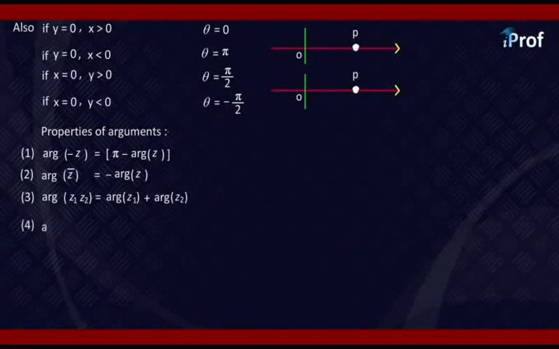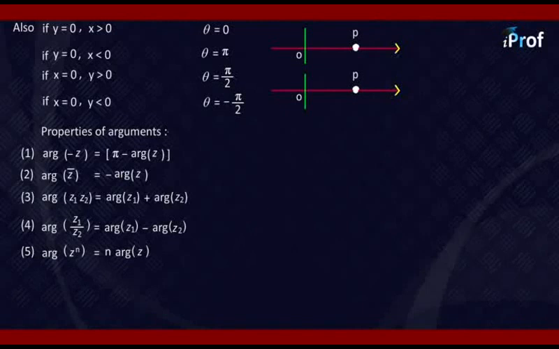And argument of z1 by z2 is equal to argument of z1 minus argument of z2. Also, argument of z raised to power n is equal to n times argument of z. And argument of 1 by z is equal to minus times argument of z.